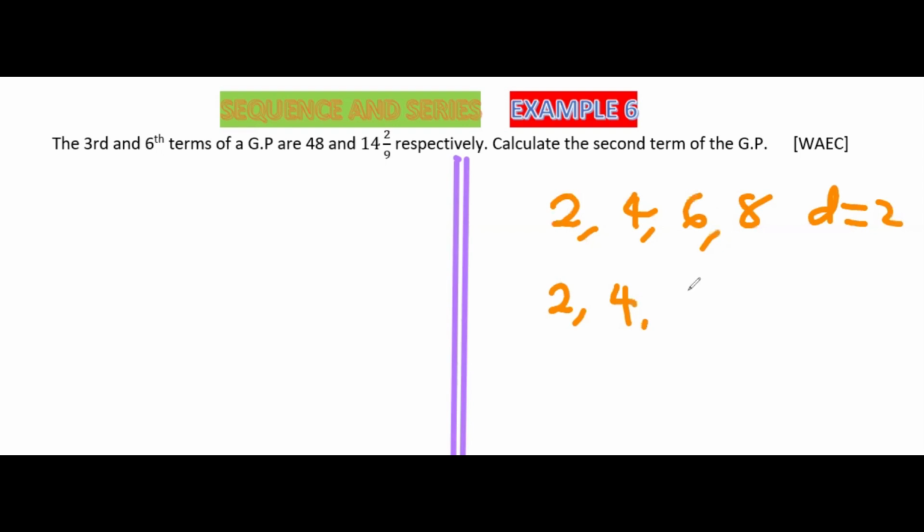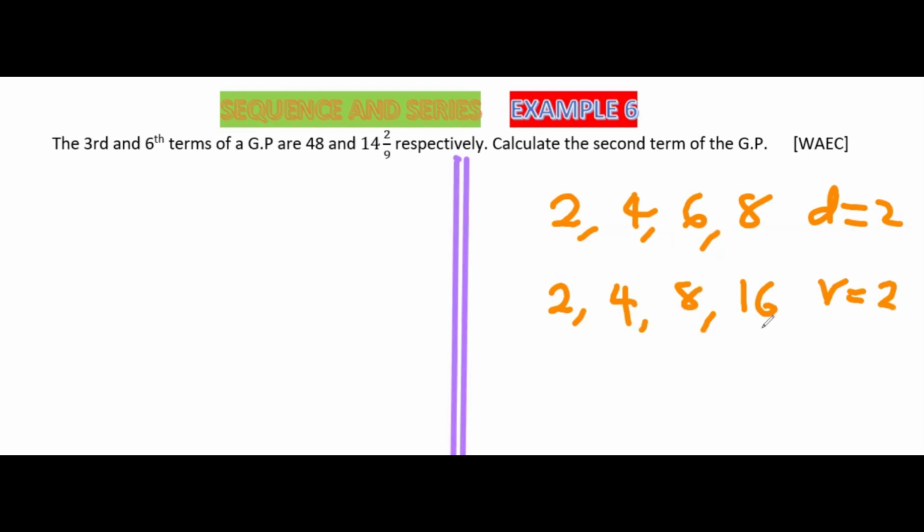But for GP, we'll have it such that the common ratio is 2. The reason is that 4 divided by 2 is 2, 8 divided by 4 is 2, 16 divided by 8 is 2. So their common ratio is 2. So we can see now this one grows by multiplication of 2. 2 times 2, 4. 4 times 2, 8. 8 times 2, 16. So this is the idea.